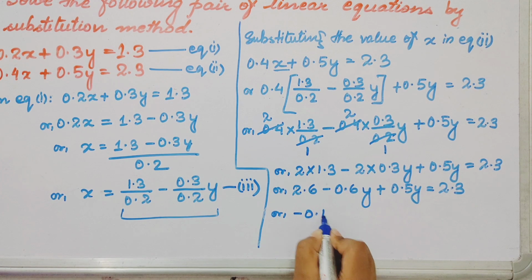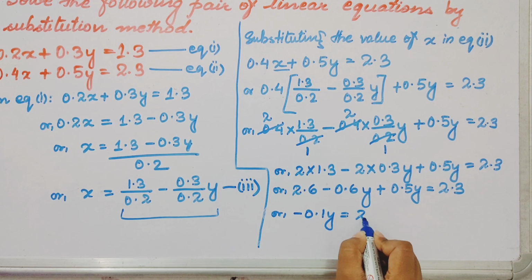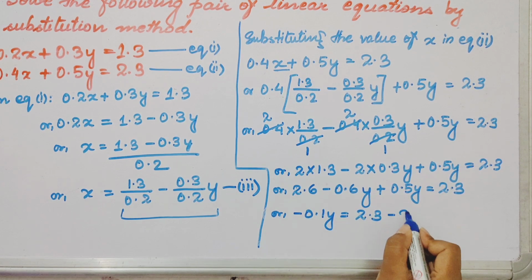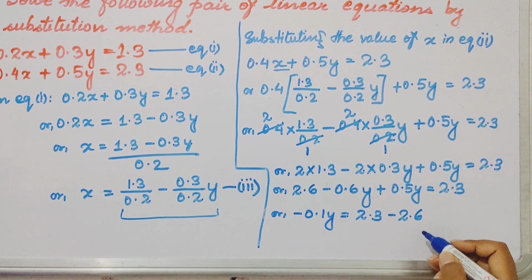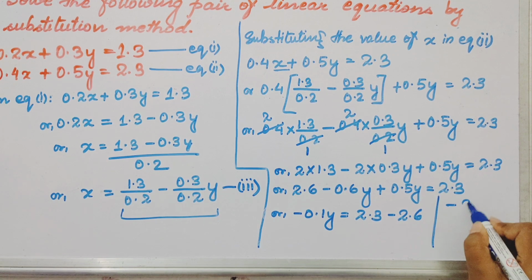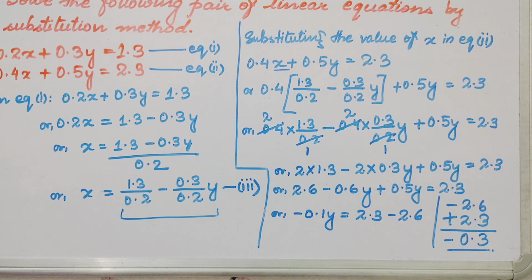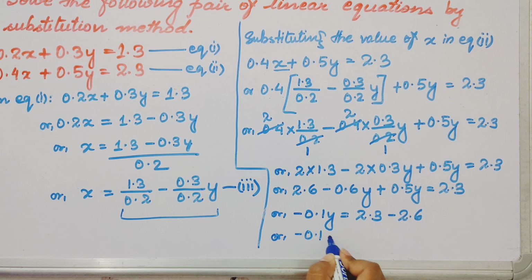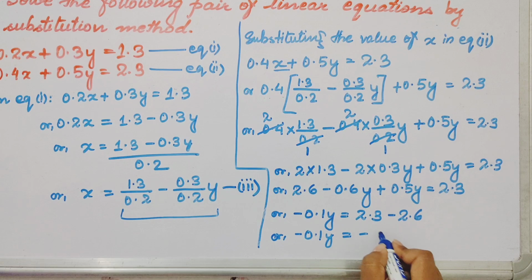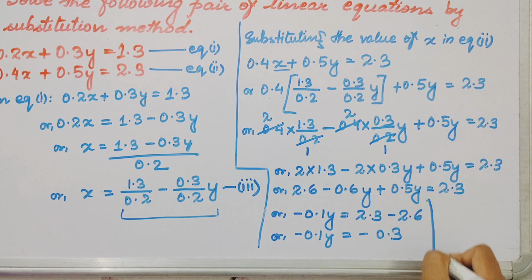Minus 0.1y equals 2.3 and we have minus 2.6. Here we can see minus 2.6 and plus 2.3. Now since 2.6 is greater than 2.3, we will have minus as the sign. And 2 minus 2 is 0, 6 minus 3 is 3. So we have minus 0.3, or minus 0.1y equals minus 0.3.